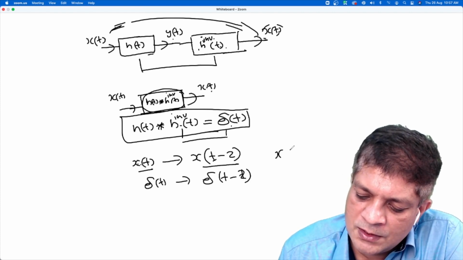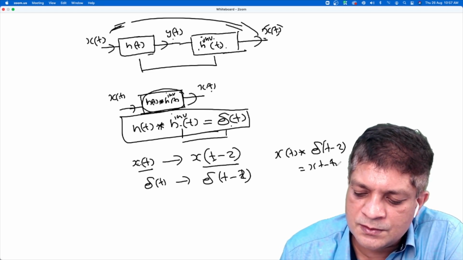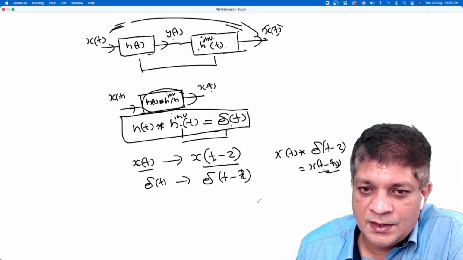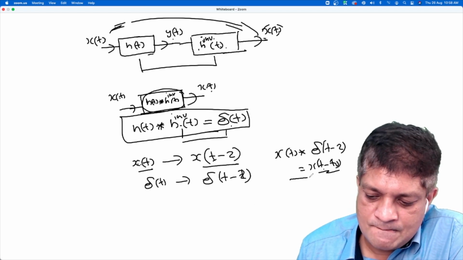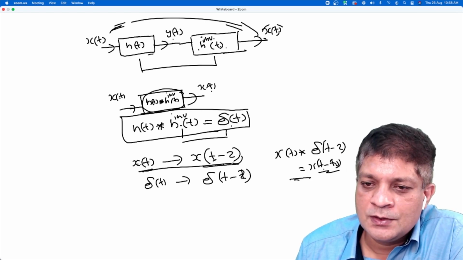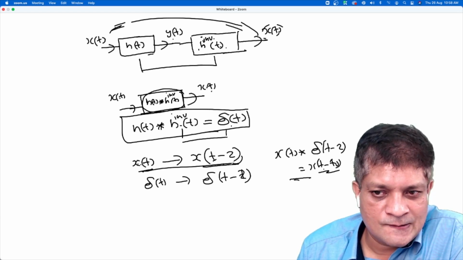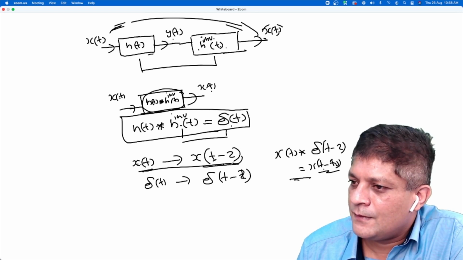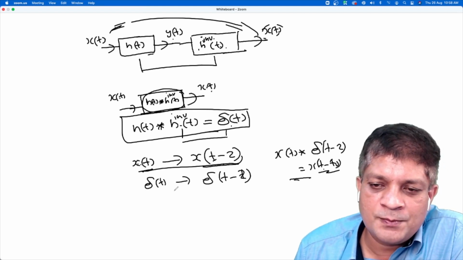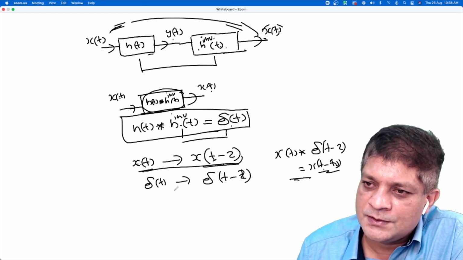So if you convolve x(t) with delta t minus 2, what will that be? x(t minus t naught). Is it an invertible system? Yes. What is the inverse operation? Here you are shifting right by 2, and the inverse operation is shifting left by 2. That is a time advance. So what is the impulse response of that inverse system? Shifting left by 2.